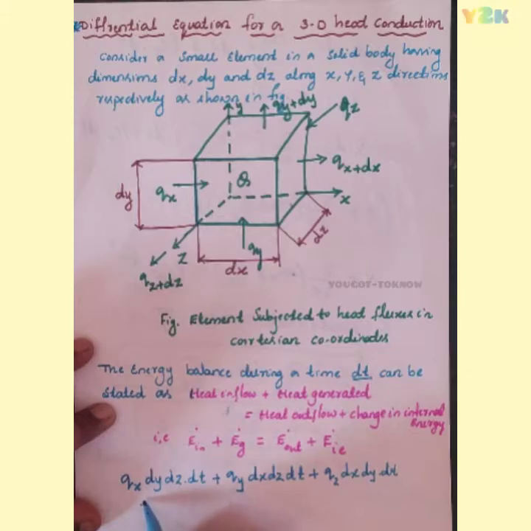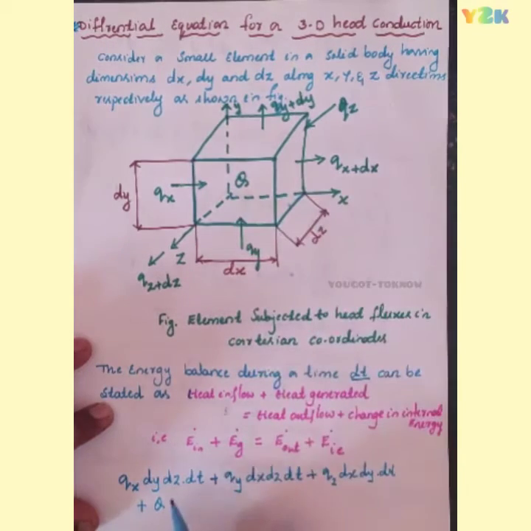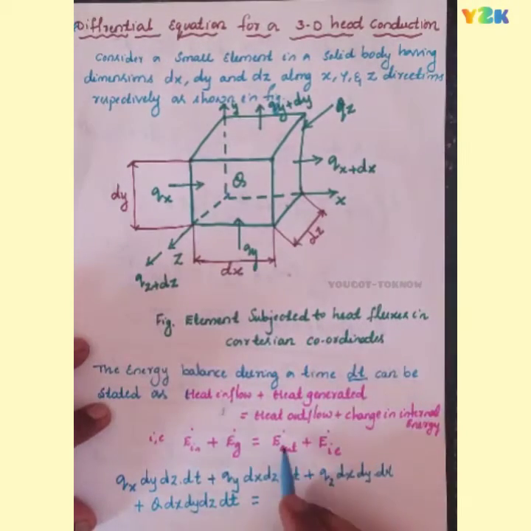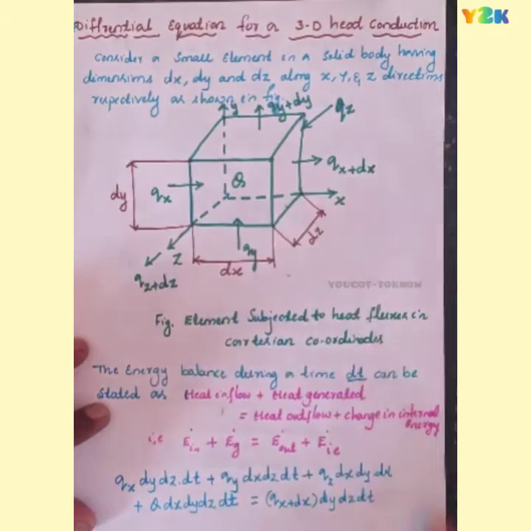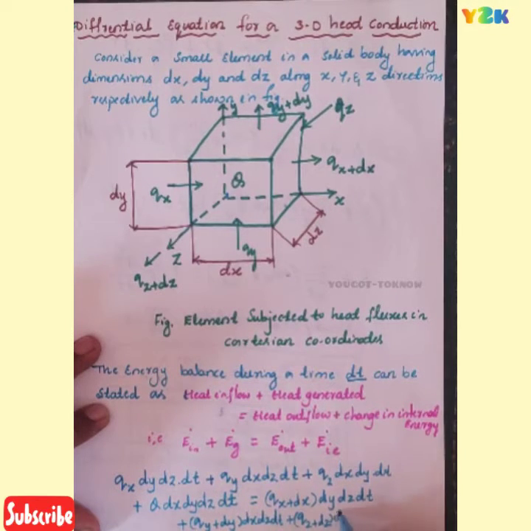Plus, the amount of heat generated. Heat generated is capital Q. I am taking positive Q. Heat generated will be with respect to the volume of the body, so it will be Q into dx dy dz into dt. This will be equal to, now repeat the same thing for outflow. Outflow is qx plus dx into dy dz into dt, because it is with respect to the x axis, plus qy plus dy into dx dz into dt, plus qz plus dz into the area dx dy into dt.